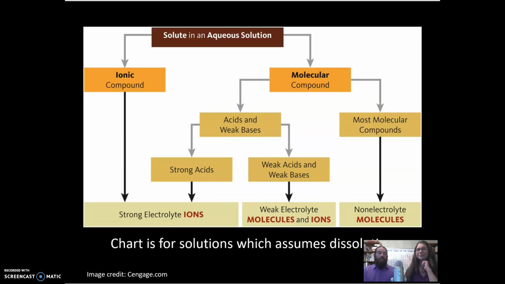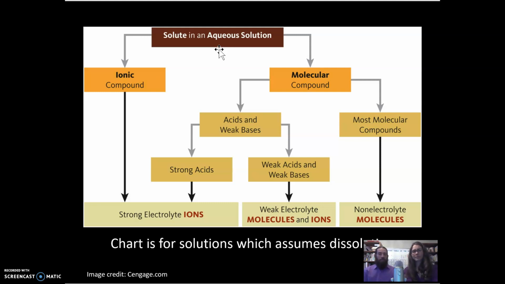I like this table. This is just a nice summary chart. So we start at the top. It's kind of like a flow chart. We have a solute in an aqueous solution. That means we have water, so we have a solution. A solution is made up of a solute and a solvent. If it's an aqueous solution, the solvent is water.